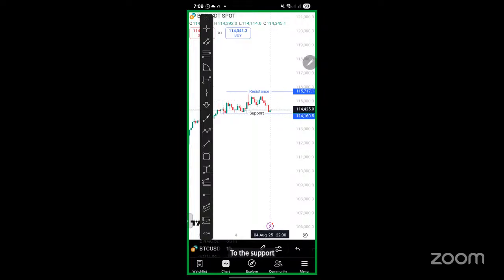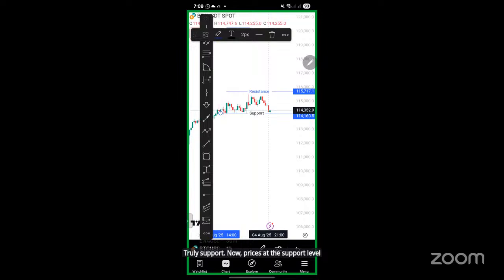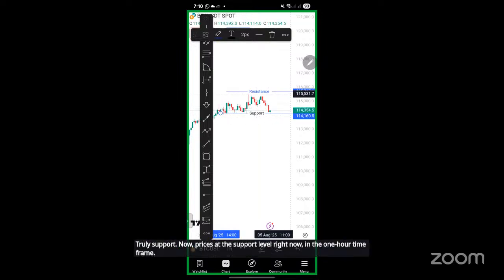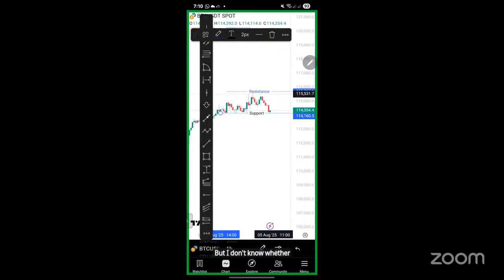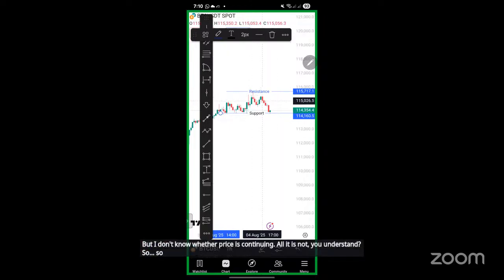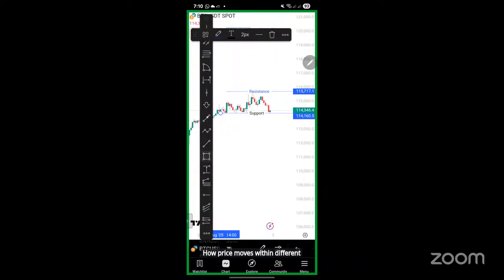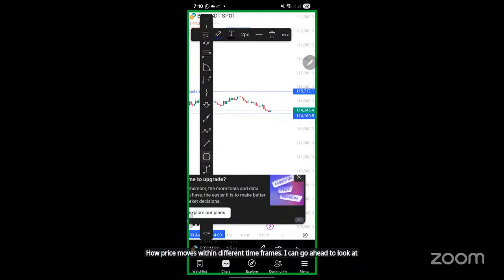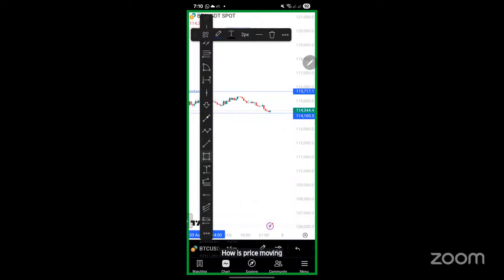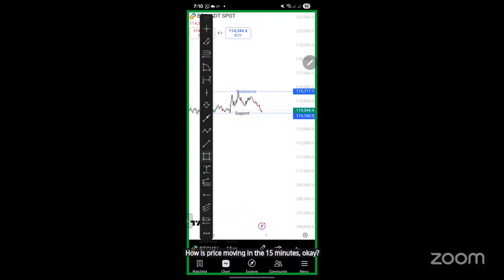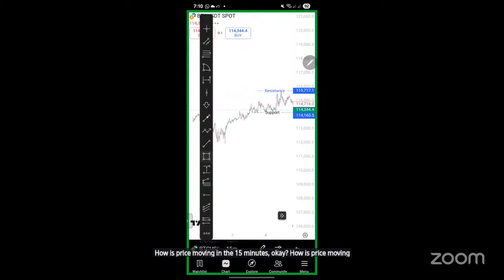Now, price is at the support level right now in the 1 hour time frame, but I don't know whether price is continuing or it is not. You understand? So you can go ahead and look at how price moves within different time frames. I can go ahead to look at 15 minutes. How is price moving within the 15 minutes?